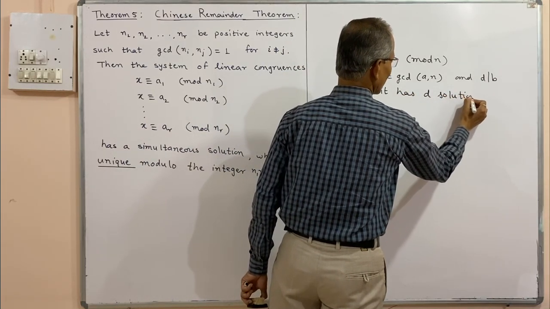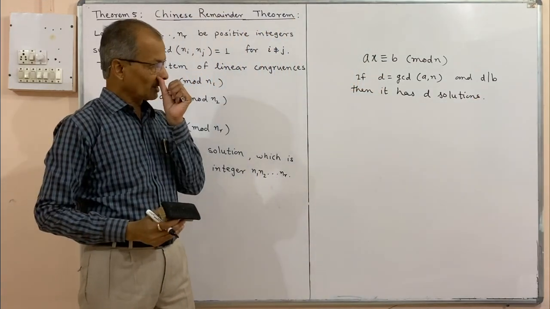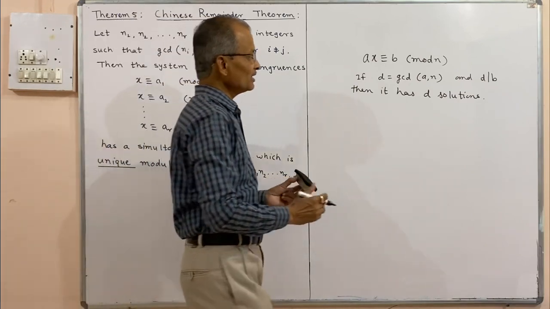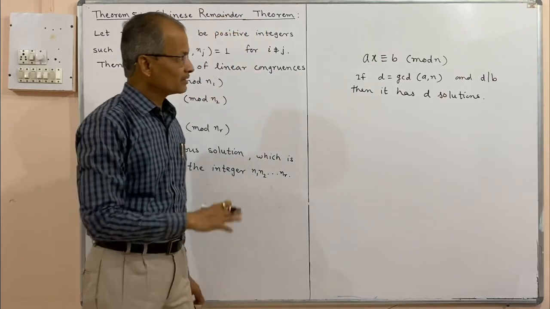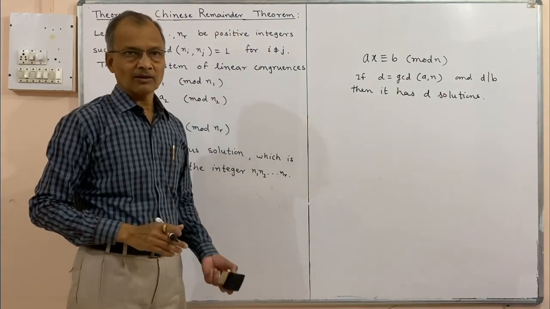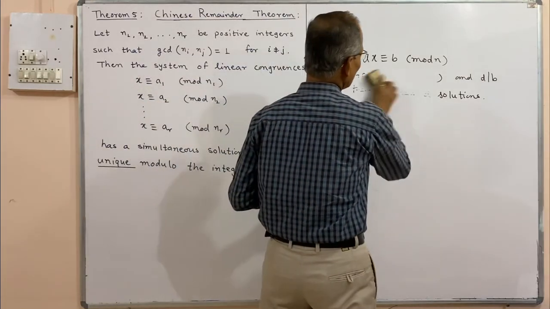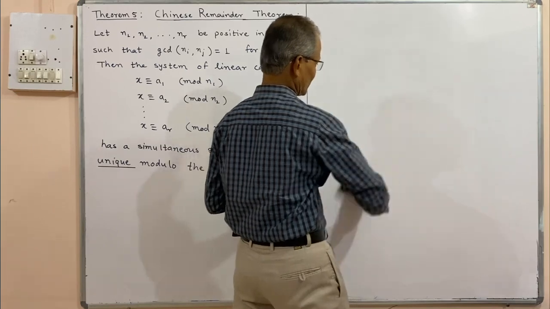So this part we have studied earlier, last time, and we have solved some problems related to this. And if the GCD of a and m, these two numbers, is 1, then this linear congruence will have a unique solution, only one solution. Now we shall consider a system of linear congruences.